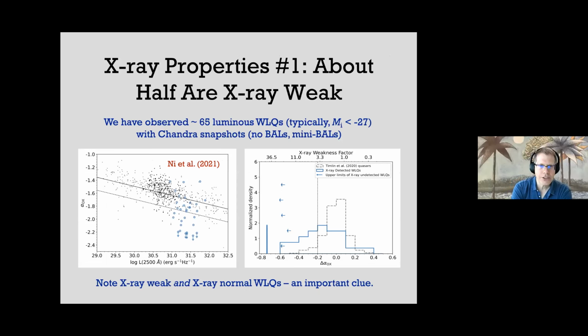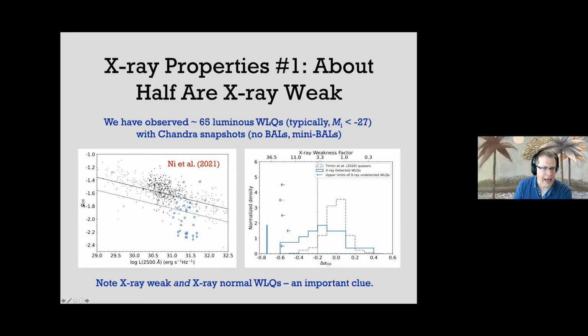Now, we have been investigating the X-ray properties of these weak-line quasars. We have now observed about 65 of these luminous weak-line quasars, typically with Chandra snapshot observations. So we're doing fairly short observations, trying to define the basic X-ray properties. And I have 3 slides here where I'm just going to highlight the remarkable X-ray properties we find for these systems. But the first point I want to make is that about half of the weak-line quasars are notably X-ray weak compared to what you would expect for a typical quasar.